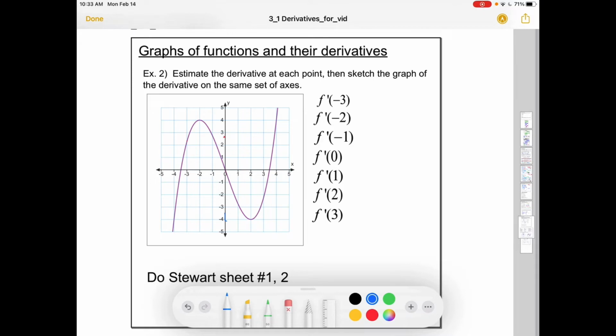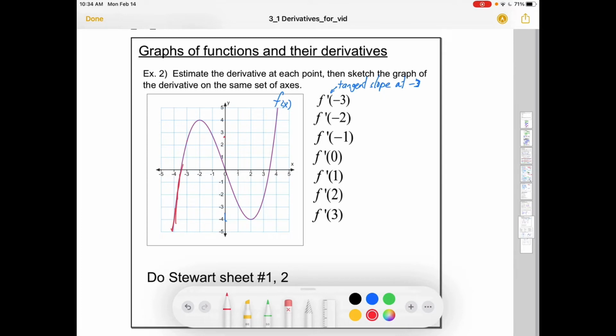To do that, we could start by just cataloging the slope on some function. So let's call this function f of x. And it's asking us to find f prime at negative 3. That means the tangent slope, because f prime means tangent slope, at negative 3.